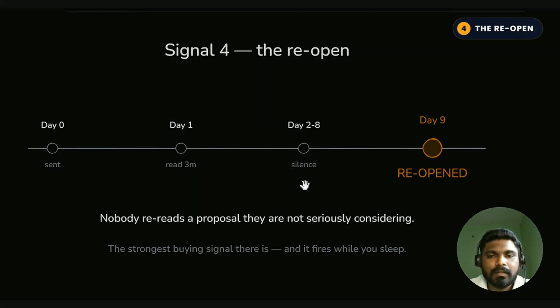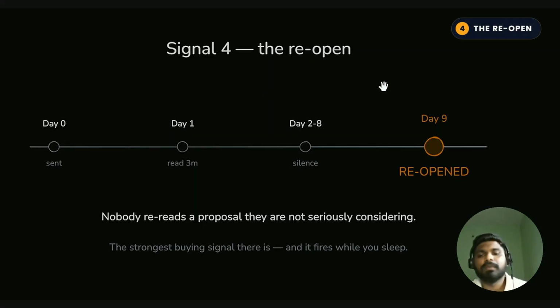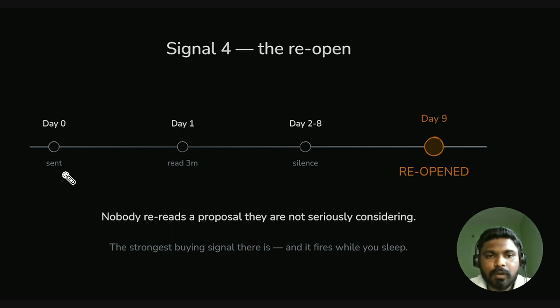So again, this is the 4th signal, the reopen signal, right? So let's say you send on day 0, and on day 1 they read your proposal for 3 minutes. On day 2 to 8, they completely ghost you. And what if they actually open your proposal again on day 9 and you get a message, right? From then you can start following up, right?